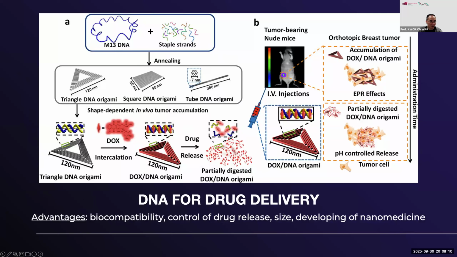So the last part is DNA for drug delivery. The advantages of using DNA for drug delivery are biocompatibility, control of drug release size, and development of nanoscale medicine. Here are some examples, where you can again build different nanostructures, and they can interact with the drug. Then when it goes inside the mouse or the cell, it can release the drug, and it can be used to treat, for example, cancer.